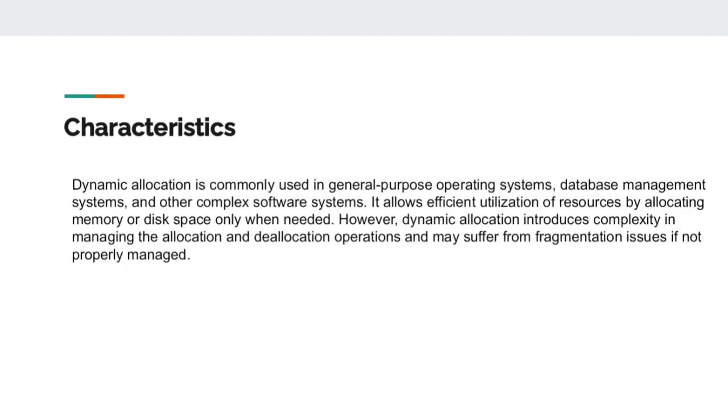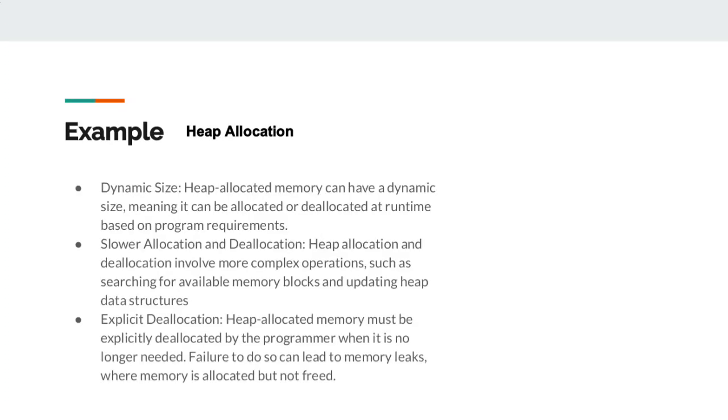Dynamic allocation is commonly used in general purpose operating systems, database management systems, and other complex software systems. It allows efficient utilization of resources by allocating memory or disk space only when needed. However, dynamic allocation introduces complexity in managing the allocation and deallocation operations and may suffer from fragmentation issues if not properly managed. An example of dynamic allocation is heap allocation.